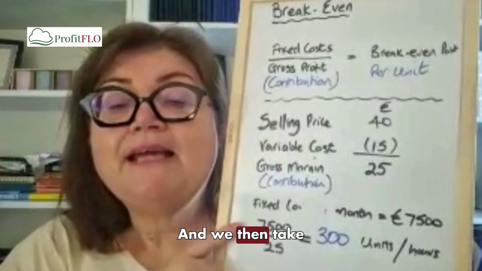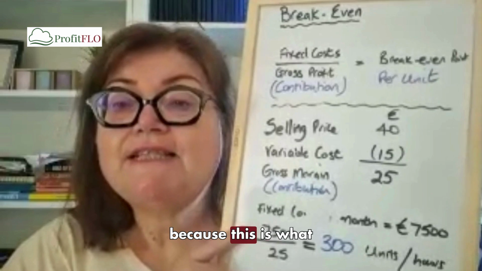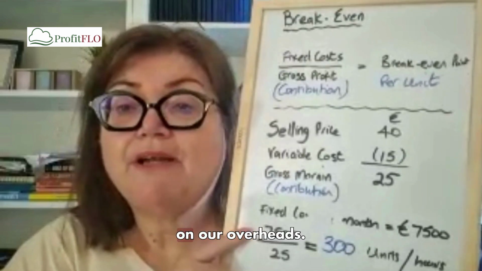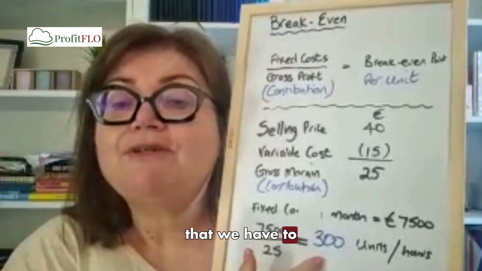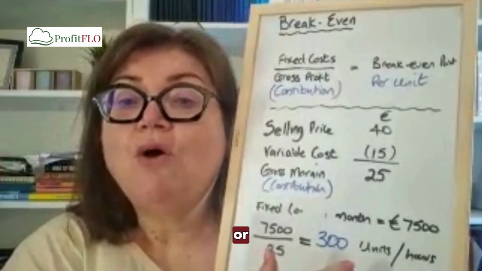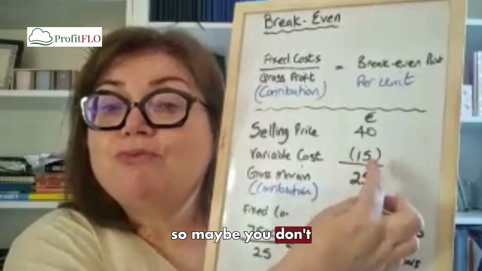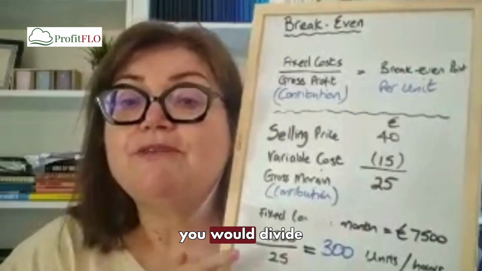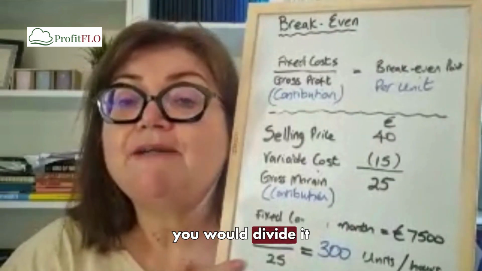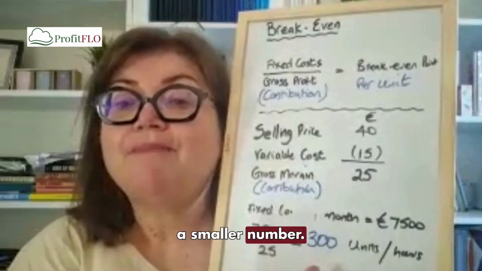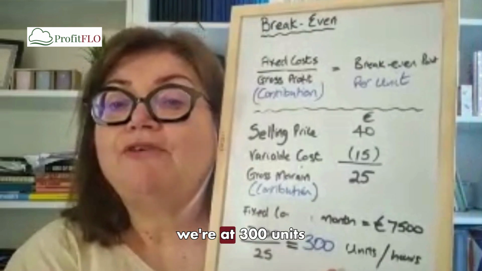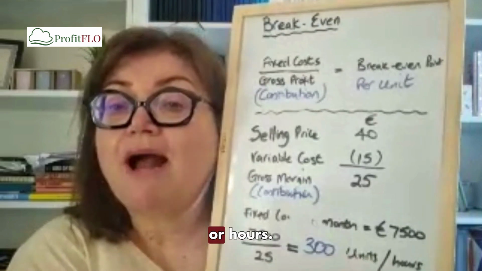And we then take that 7,500 because this is what we have to pay out every month on our overheads, and we have our gross profit here. So we work out that we have to make 300 units, or if this is hours, so maybe you don't have the 15 euros, you would divide the 7,500 by the 40 only, and then you would get a smaller number. In my example here, we're at 300 units or hours.